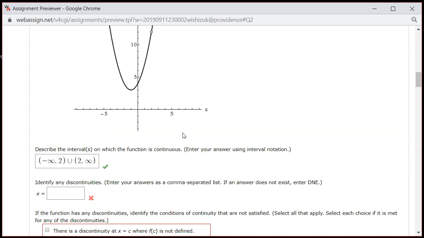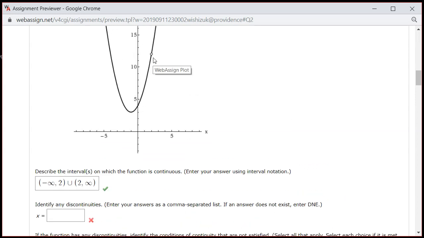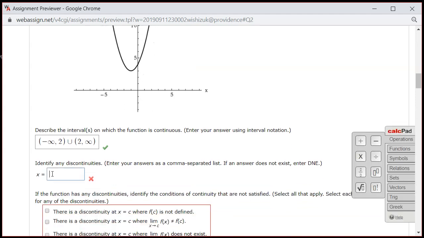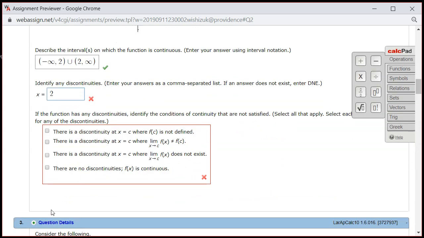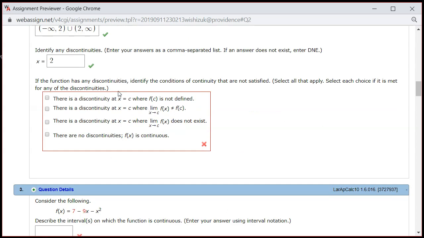Alright, I came back and it looks like we got the first part correct. Now let's look at identifying any discontinuity. As I said, there's going to be a missing point, so that would be a discontinuity. It's a removable discontinuity at x equals 2. Alright, let's check the answer. I came back and it looks like we got the second part correct as well.